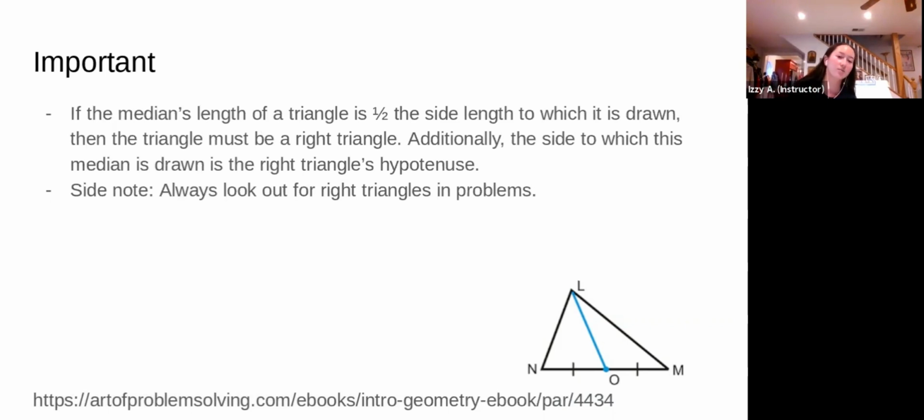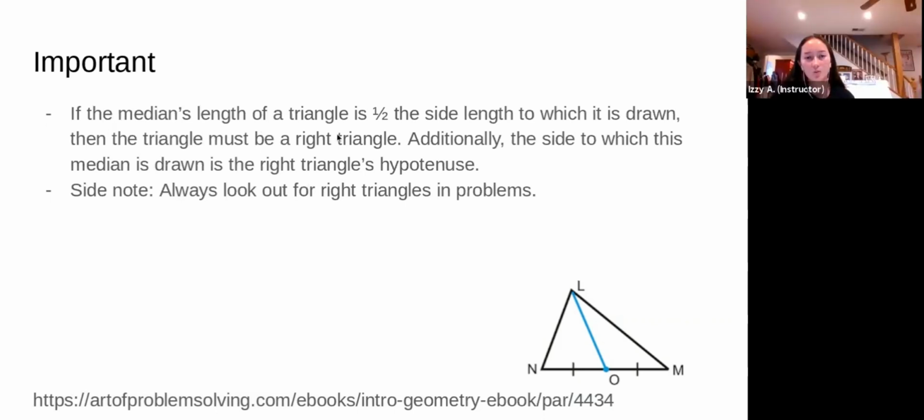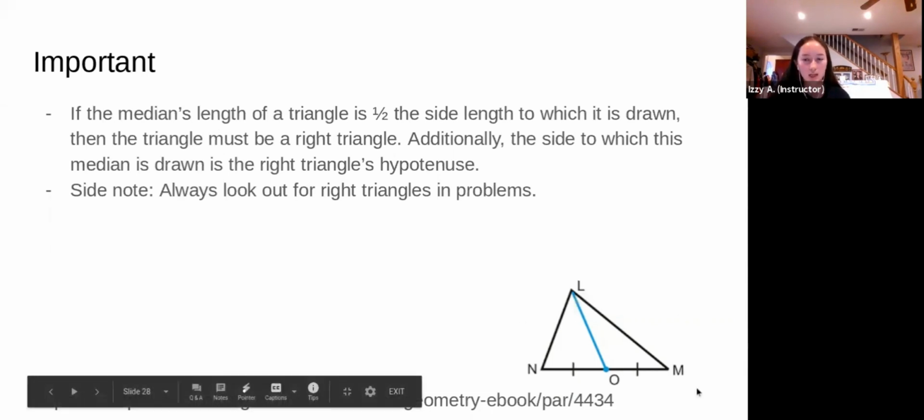Okay, so if the median's length, let's just go over this again. If the median's length of a triangle is 1/2 the side length to which it is drawn. So let's take this triangle as an example. So let's say that this median was 1/2 of the side that it's drawn to, then that must mean that this triangle overall, triangle NLM, should be a right triangle. But in this case, the median is longer than 1/2.